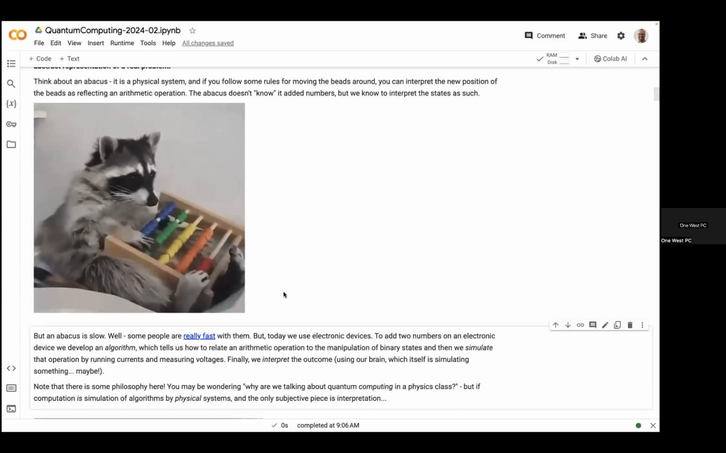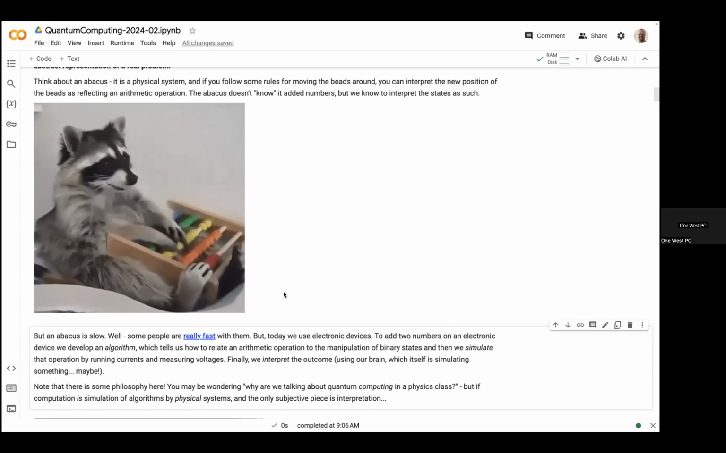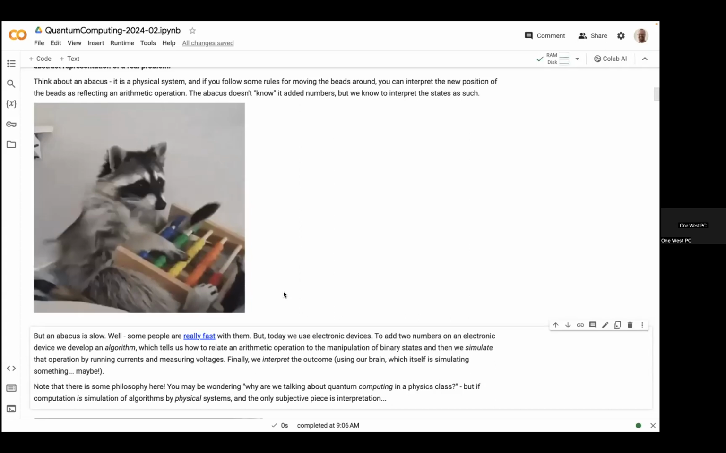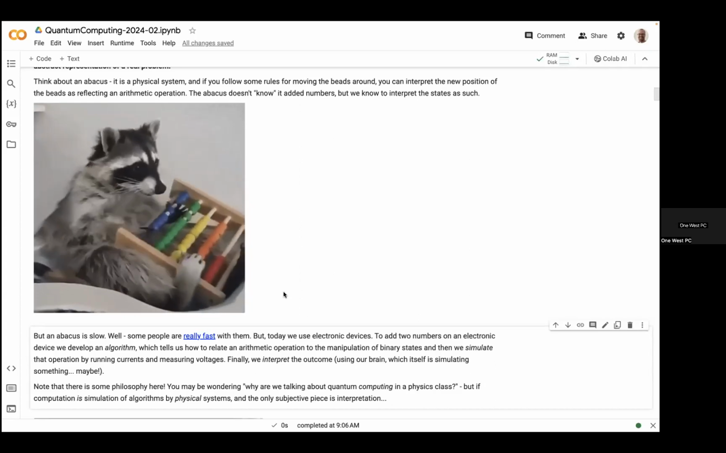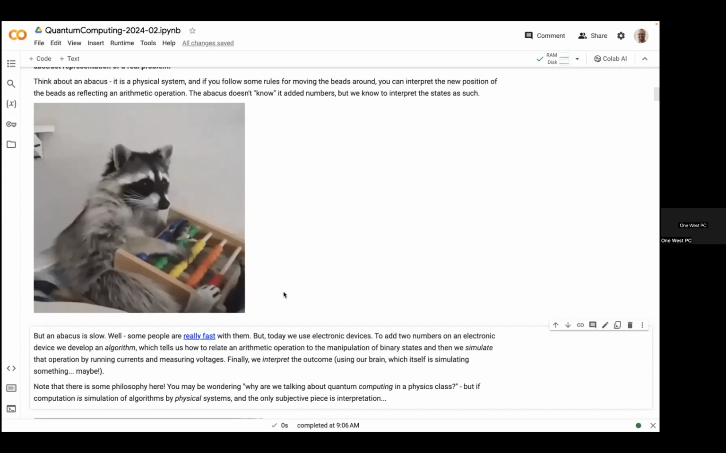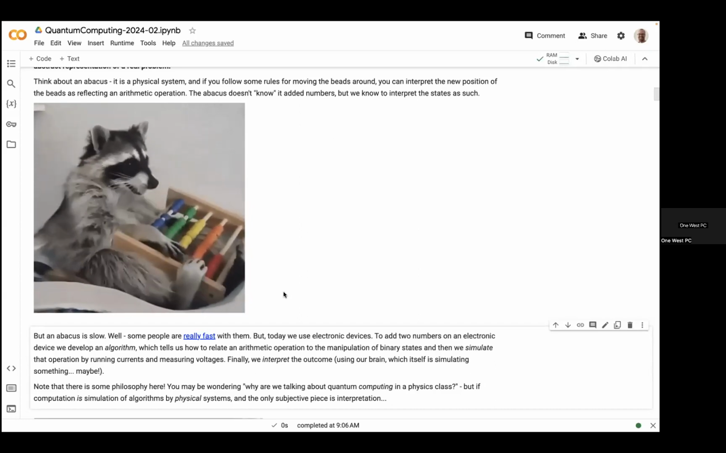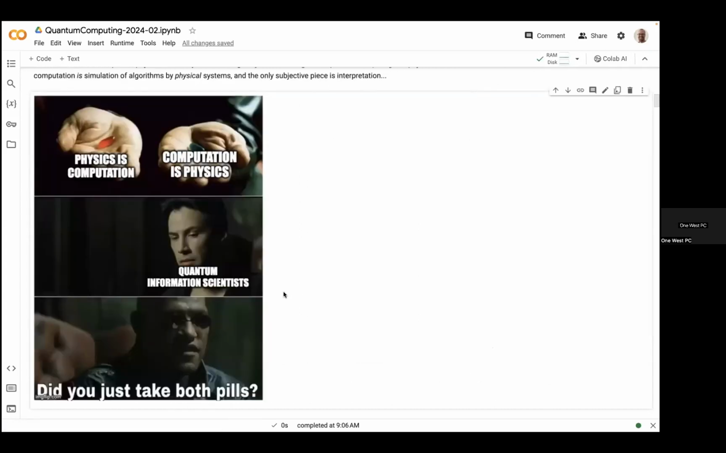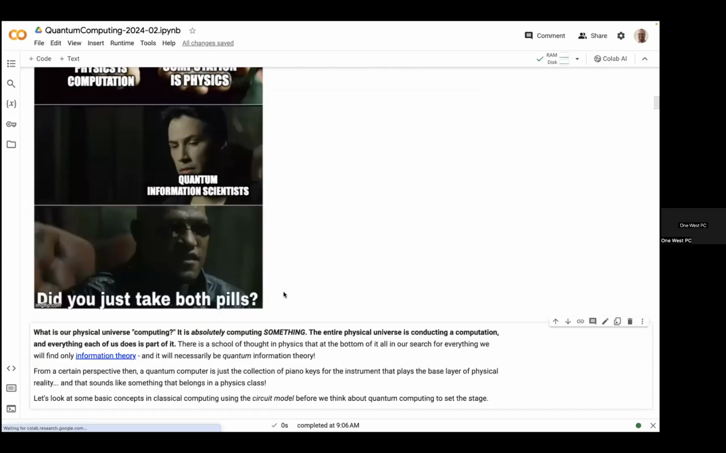There's a little bit of philosophy here in terms of simulation and computation and interpretation, and how does this all fit together? And you might be wondering, okay, I thought this was Saturday Morning Physics. Why are we talking about computing in a physics class? But remember, I'm arguing that computation is the simulation of algorithms by physical systems, right? And the only subjective piece is interpretation. So physics is computation, and computation is physics at the deepest possible level. Right, so that's the argument that I'm making. So it's actually extremely natural to study computing and quantum computing in a physics class, right?